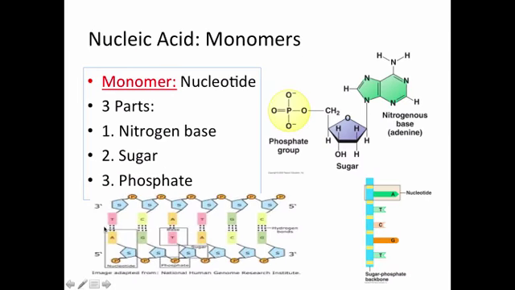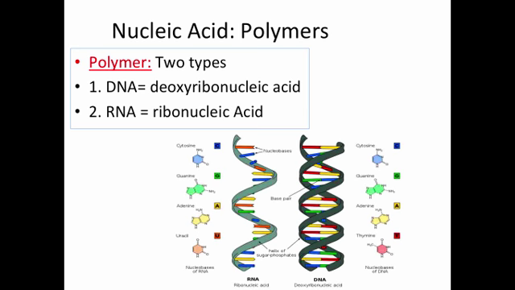If we look at this diagram, again, you have your nitrogen base, your sugar, and your phosphate. Nitrogen base, sugar, phosphate, nitrogen base, sugar, phosphate, all the way on this side and all the way on that side. So you can see a nucleotide is made up of three clear parts, the nitrogen base, the sugar, and the phosphate.